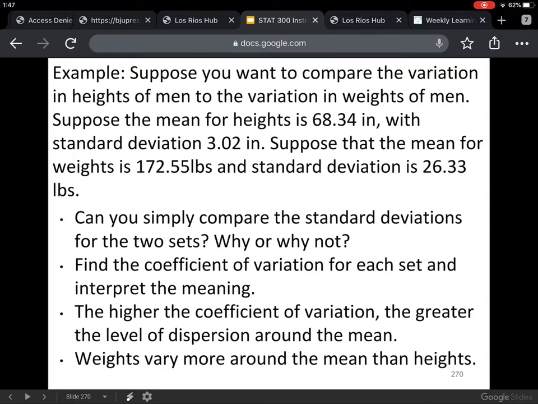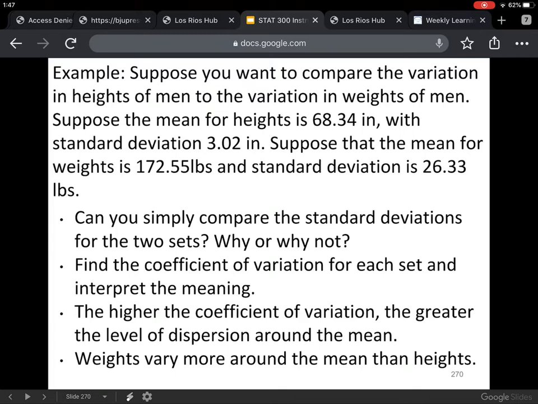So we cannot just use the standard deviation to compare the two spreads in the data. But we can find the coefficient of variation for each set and then interpret that meaning. Let's do that. Note that the higher the coefficient of variation, the greater the level of dispersion around the mean. And then weights vary more around the mean than the heights. We'll see that. Think about this. Actually, that last bullet point, think about it: people vary in their weight more so than their height.